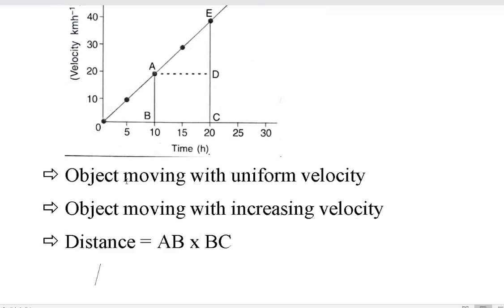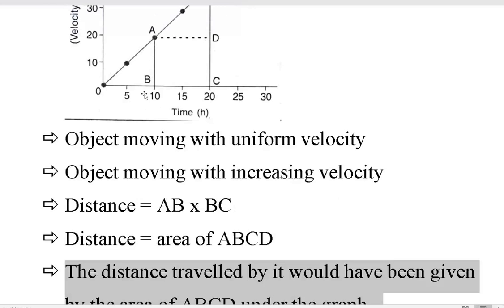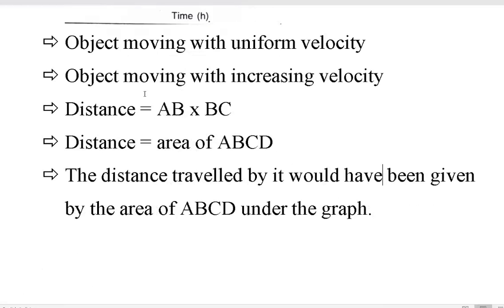Now, AB and BC are actually sides of ABCD. So, their product is giving us the area of ABCD. So, from this, we can say that distance is equal to the area of ABCD. So, the distance travelled by the object would be given by the area of ABCD under the graph. This was about the first condition.